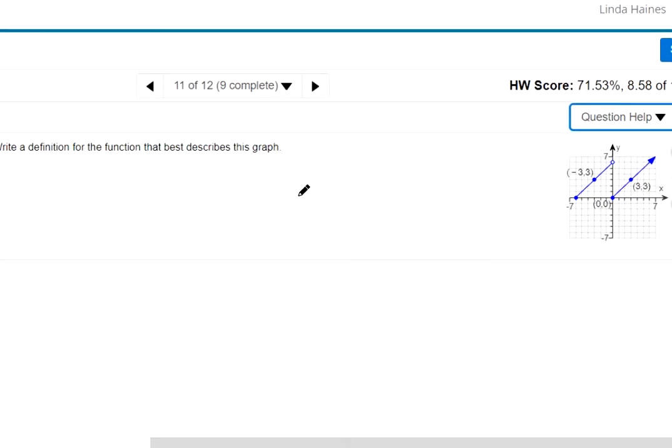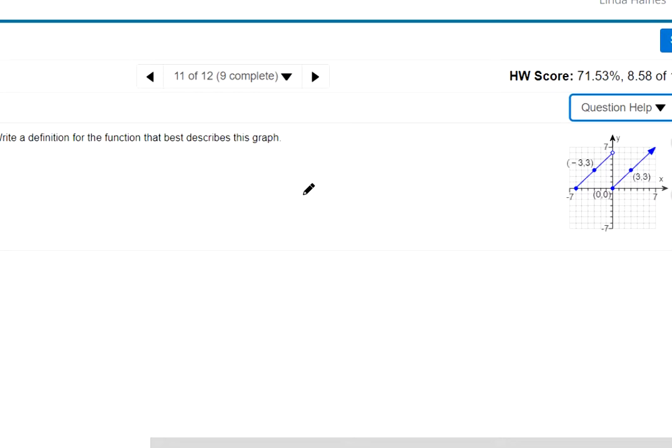Okay, a piecewise function is where you get to put two or more functions together. They can be totally different. You could have an x squared function. You could have a 1 divided by x function. You could put them all together into a piecewise function. There's two pieces I see here.